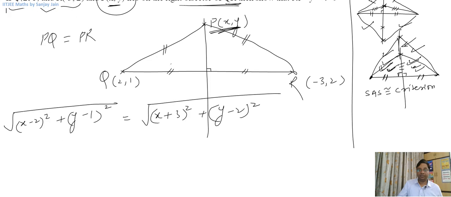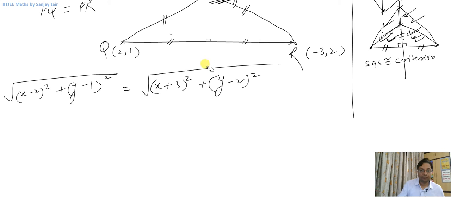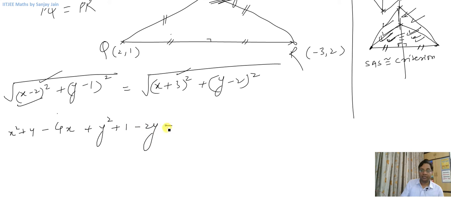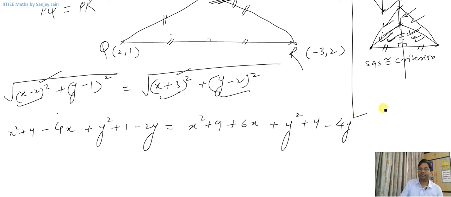Okay, let me now simplify it. Let me open these brackets. I can simply square both sides and remove these radical signs, and then simplify by opening the brackets. So this will be x squared plus 4 minus 4x, and this will be y squared plus 1 minus 2y. I'll put it equal to x squared plus 9 plus 6x plus y squared plus 4 minus 4y.